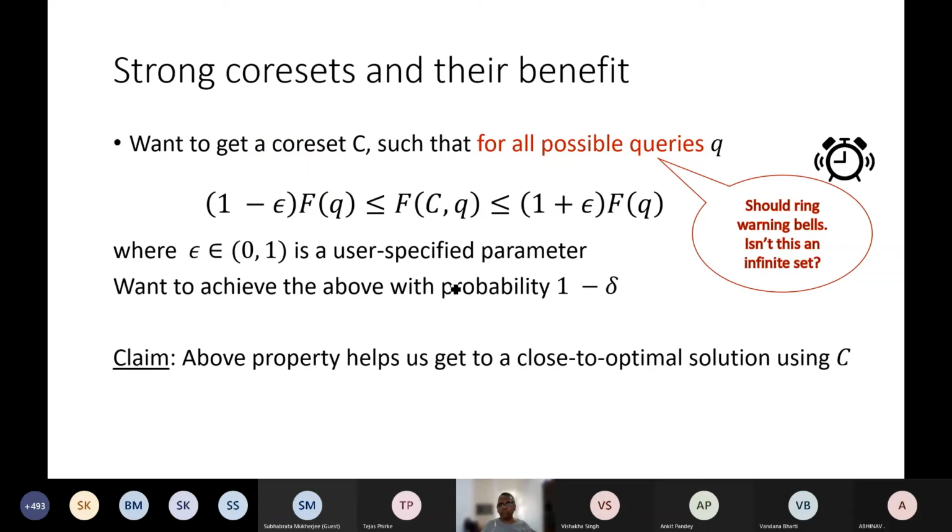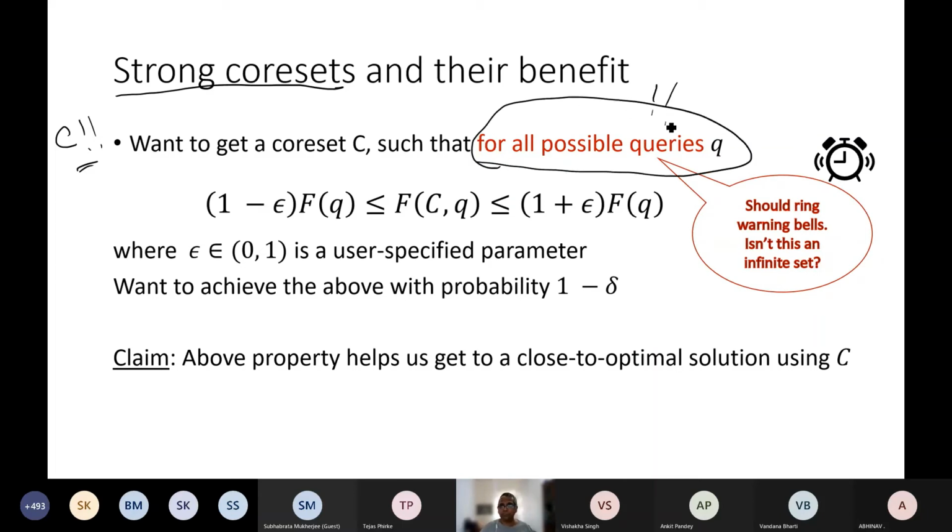Now what I want to say is the following. I want you to give me a set C. So I call a set C to be a strong coreset if it has the following property. This is important. I want you to say that for all possible queries Q, if you evaluate Q on the full data, versus if you evaluate Q on the coreset C, the two lie within a very close factor of each other.